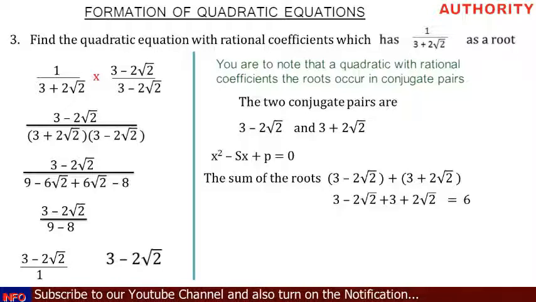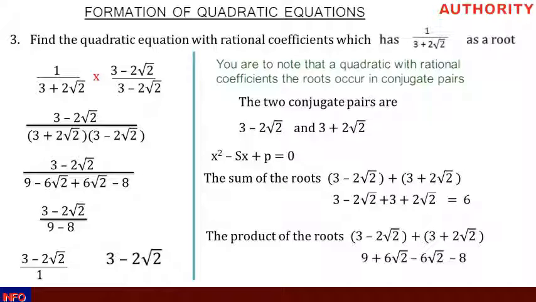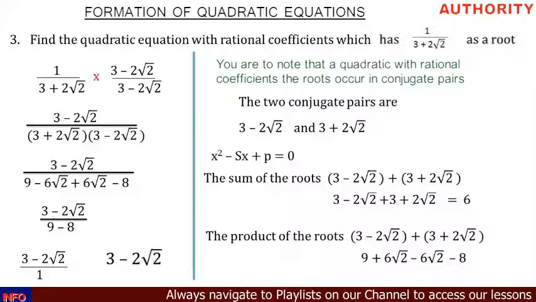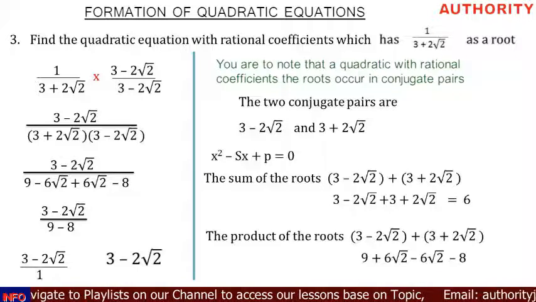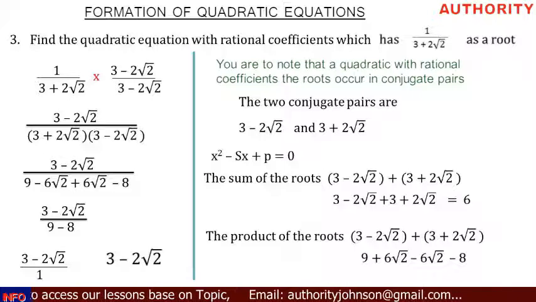Let's also find the product of the roots. So the product of the roots is going to give us 3 minus 2 root 2 in bracket times 3 plus 2 root 2 in bracket. Okay, now let's multiply. 3 times 3 in the next bracket is going to give us 9, and then 3 times 2 root 2 in the next bracket is going to give us plus 6 root 2. Then minus 2 root 2 times 3 in the next bracket is going to give us minus 6 root 2. And then minus 2 root 2 times plus 2 root 2 in the next bracket is going to give us minus 8.